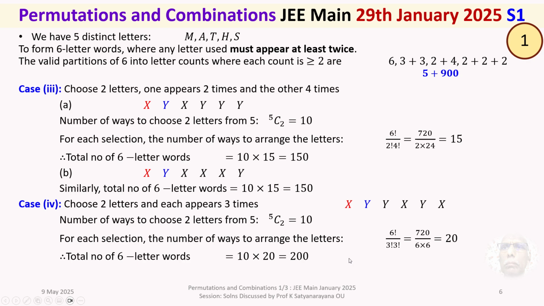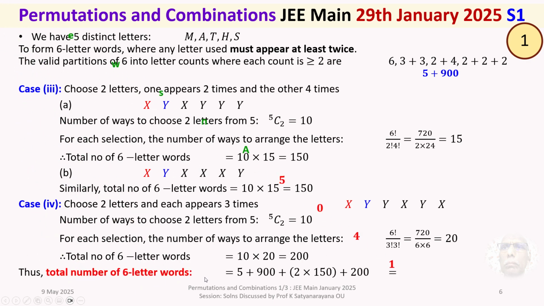So, now the grand total. Thus, the total number of 6-letter words will be 5 plus 900 from the last slide, and in this slide, we got 2 into 150 plus 200. Add all of them, you will get 1405. That's the answer. So, the answer to this question is 1405.